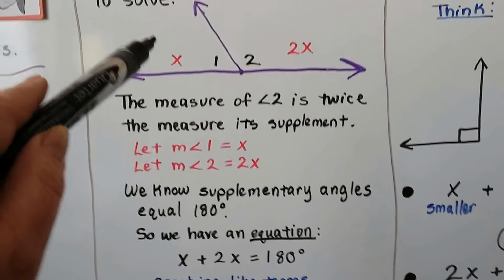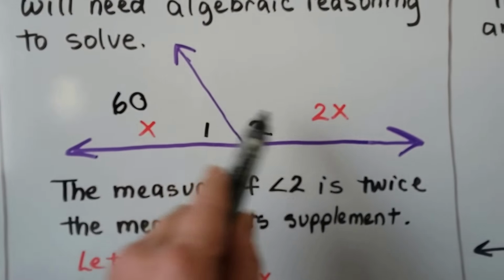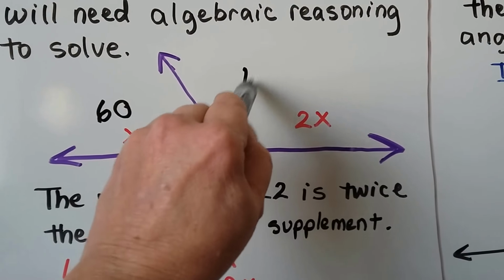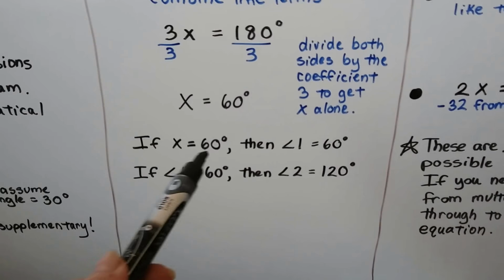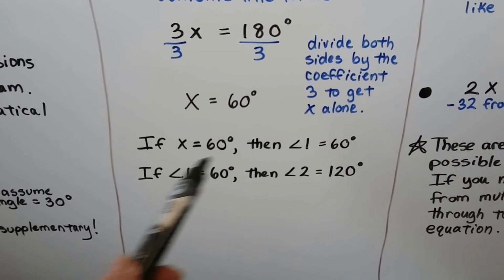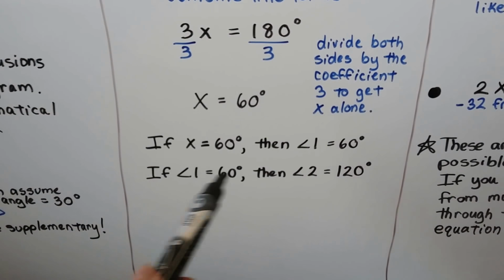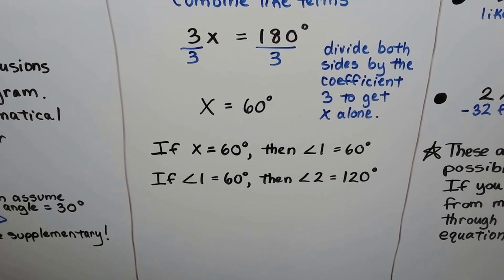Well, if the measure of angle 1 is 60, and this is 2 times x, that must be 120. See? Common sense, logic, right? If that's 60 degrees, then that means angle 1 is 60 degrees, and because angle 2 is 2 times it, it must be 120. See?